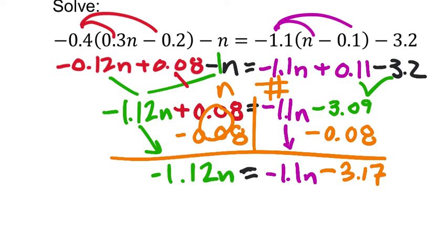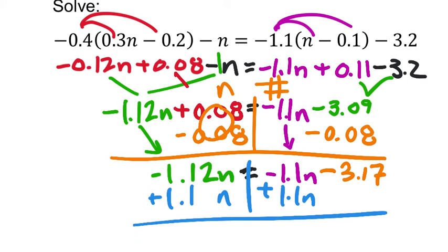So now I've got the negative 1.1n. We've got to zero that out too, so we'll add 1.1n. But if you do it on one side, you've got to do it on the other side as well. Kind of line up the decimal places there. That's going to zero that out. So what do we get on that one? A negative 0.02n. And then on the right side, we still have that negative 3.17. I'll just drop that over here.